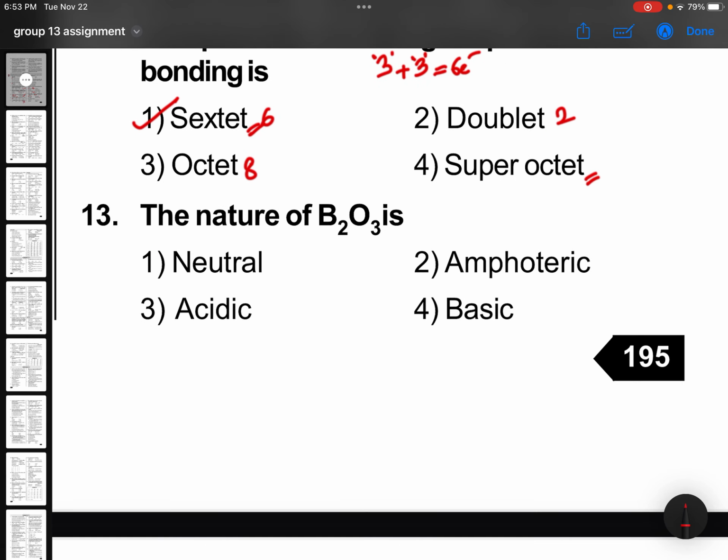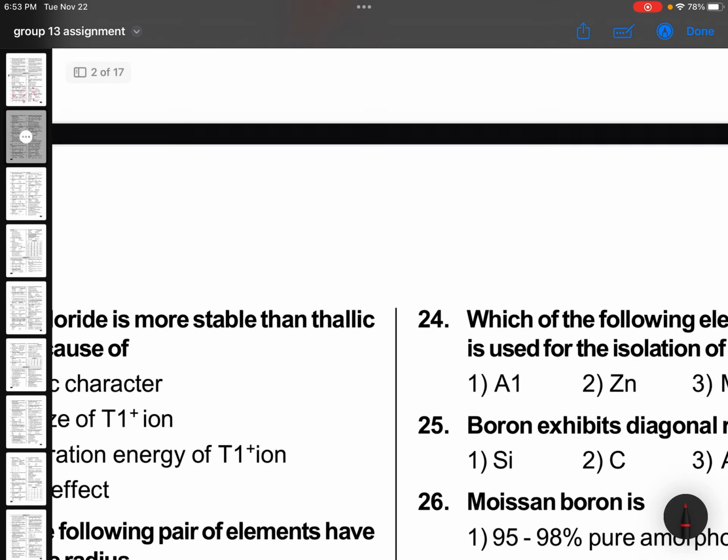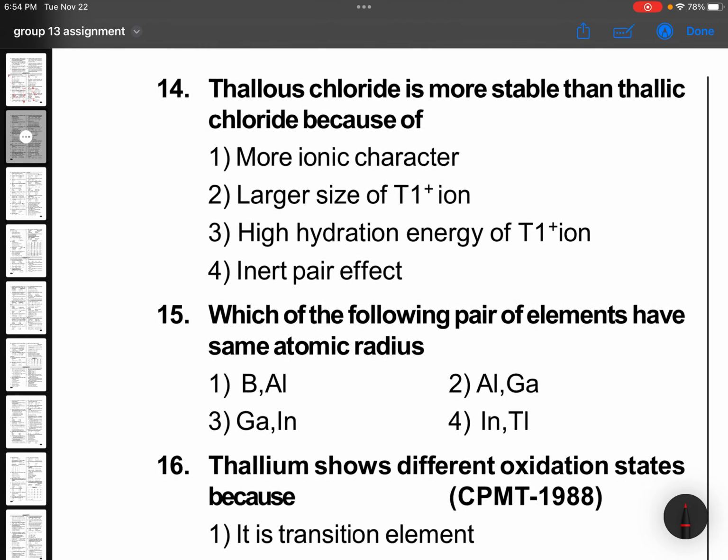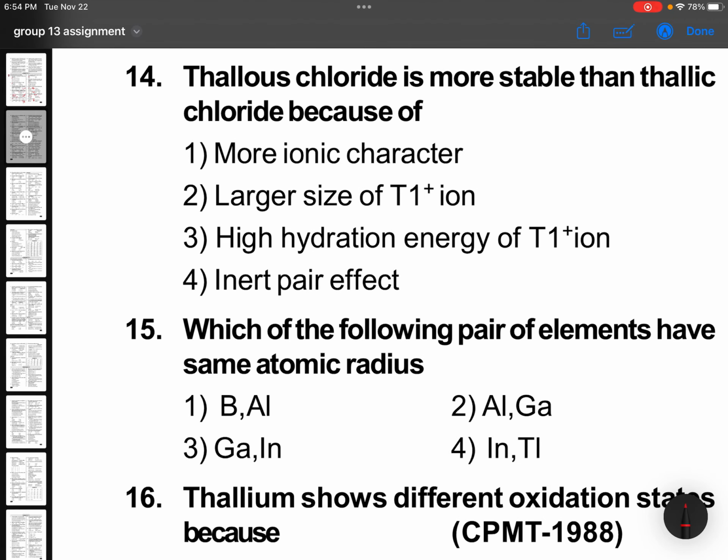The nature of B2O3: boron is a non-metal, so B2O3 must be acidic. It is the anhydride of H3BO3, boric acid. Coming to the 14th question. Thallous chloride is more stable than thallic chloride. Thallous means plus 1 oxidation state. Thallic means plus 3 oxidation state. You can say inert pair effect.